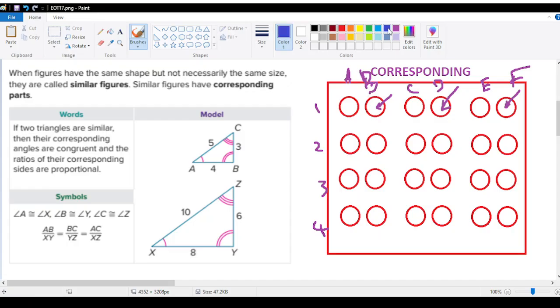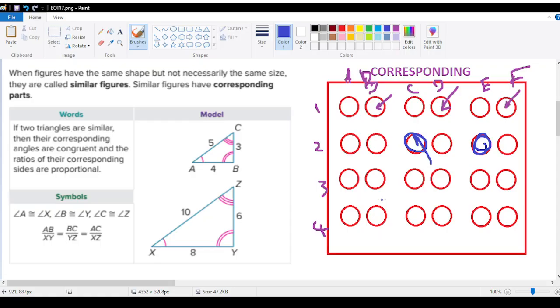Now I'm going to give you the location and you will tell me who is the corresponding, okay? Let's suppose I'm talking about this circle. So it's 2C. Who's corresponding to that? 2F. No, no, 2F is not correct. Look, it's from the left. So 2E. It's not 2F. Understood?